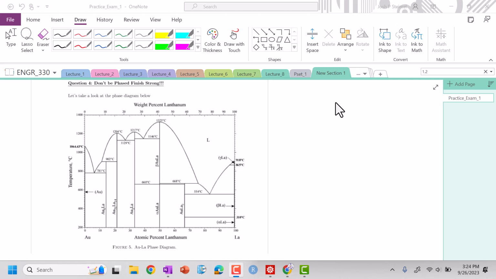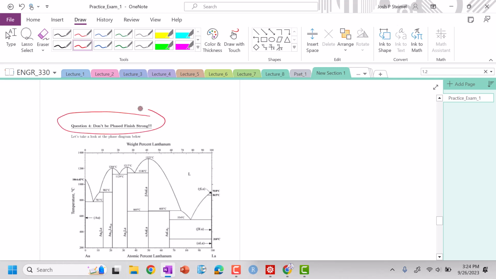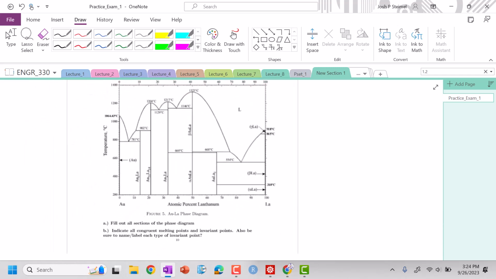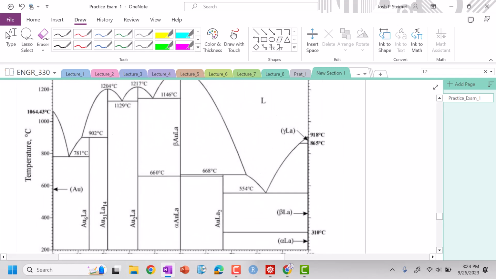All right, everyone, we're back, and let's go ahead and wrap up our phase diagram. Let's finish up with our phase diagram. So let's go ahead and fill out all the sections of the phase diagram.